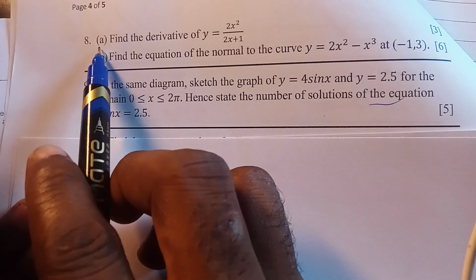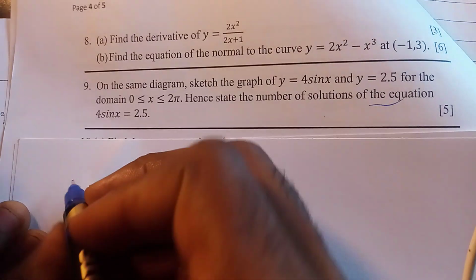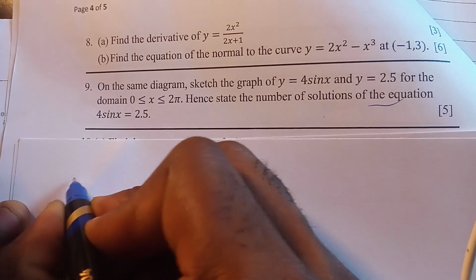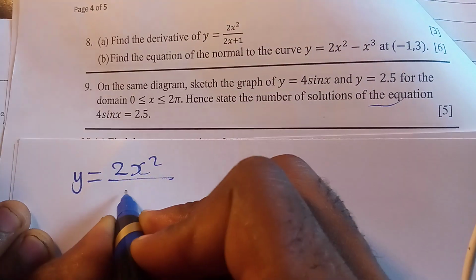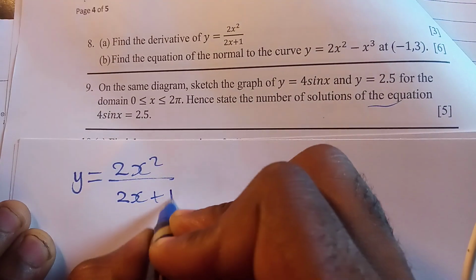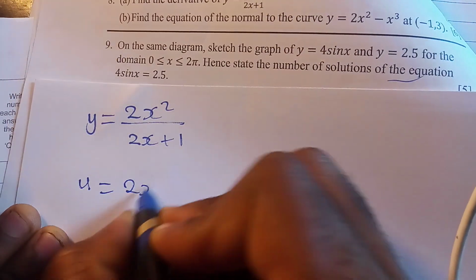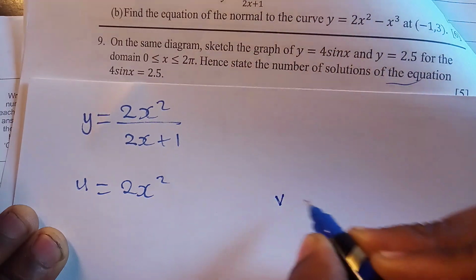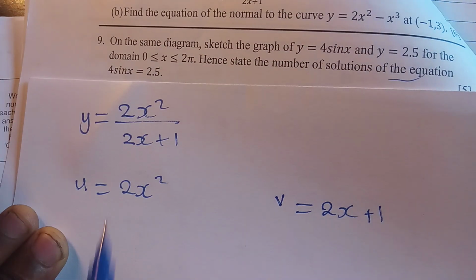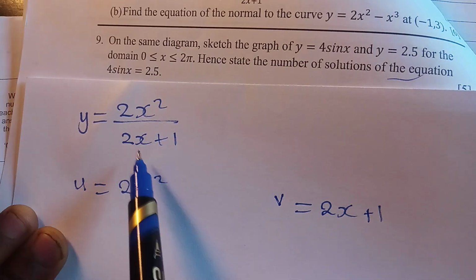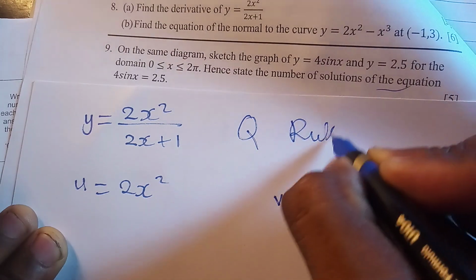We didn't have a lot of issues on part A, but I'll solve it anyway. So part A says find the derivative of y is equal to 2x squared over 2x plus 1. So our u is equal to 2x squared, and then our v is equal to 2x plus 1. As you can see, since we are dividing, we apply the quotient rule.